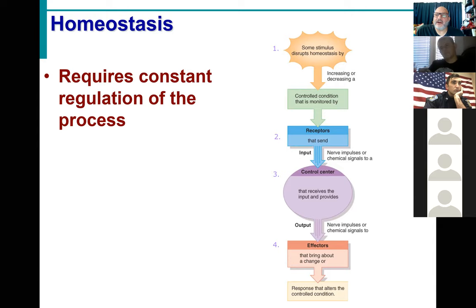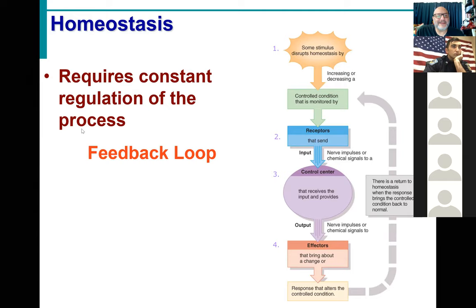Once you start shivering from being cold, are you shivering for the rest of your life? No, exactly. So there has to be constant monitoring of this. And that constant monitoring is not really a linear process like this. It's partially linear, but along with that linearity is what we call a feedback loop.